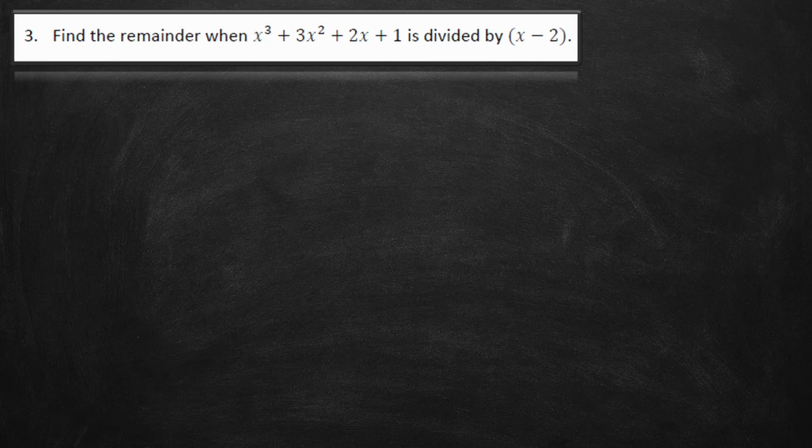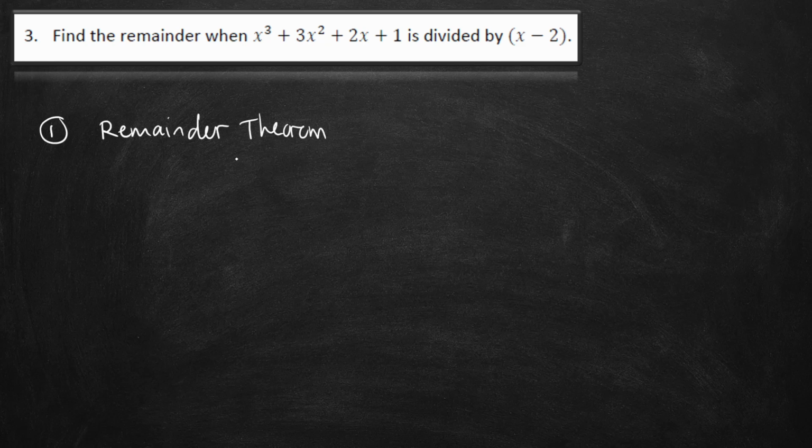Next, for number 3. So here for number 3, find the remainder when x power of 3 plus 3x power of 2 plus 2x plus 1 is divided by x minus 2. So for this one, we can use two methods. So the first one is that I'm going to use the remainder theorem. So I'll put the link below about this remainder theorem if you're interested to know more, because the one that we have here is actually a very simple one.